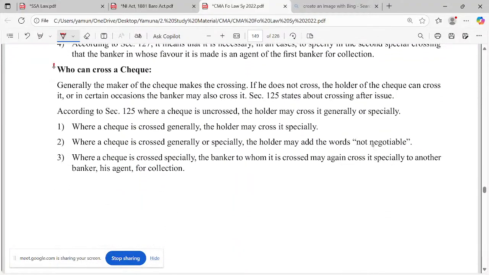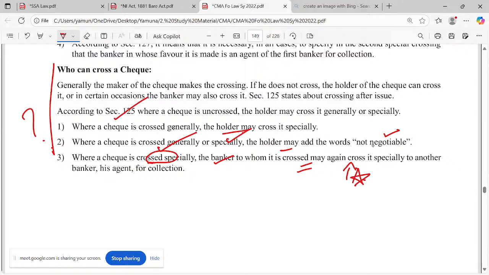Who can cross a check? Yes, please make a note, especially CMA Foundation. Who can cross a check? As per section 125, the holder may cross it specifically, or the holder may add the words negotiable, and he can cross generally or specifically. Where a check is crossed specifically, the banker to whom it is crossed may again cross it. Double crossing பண்ணலாம்.